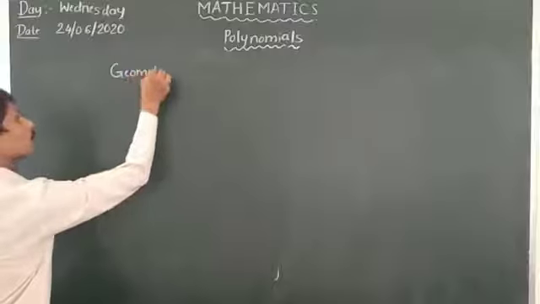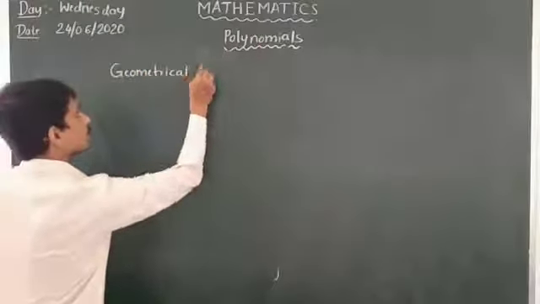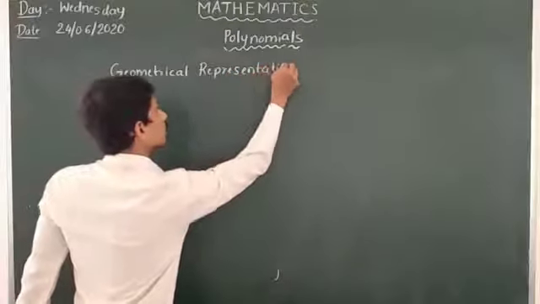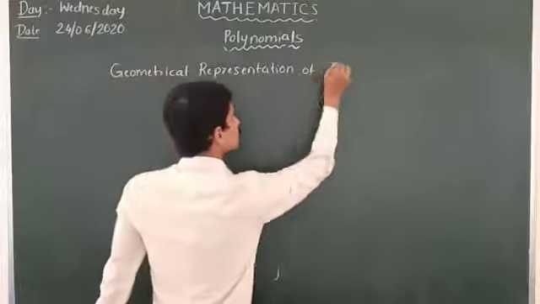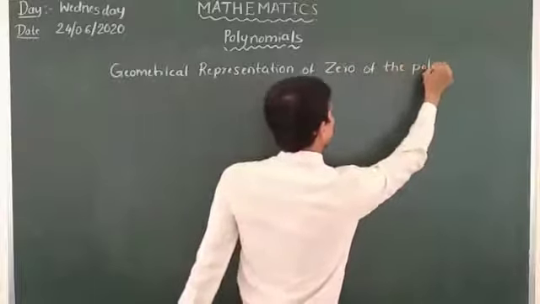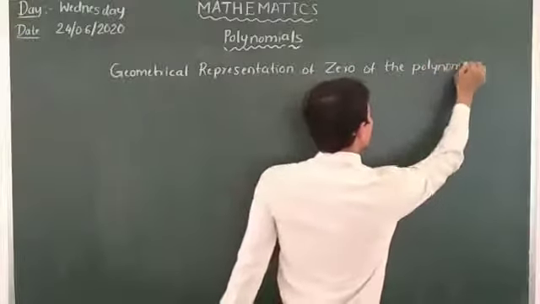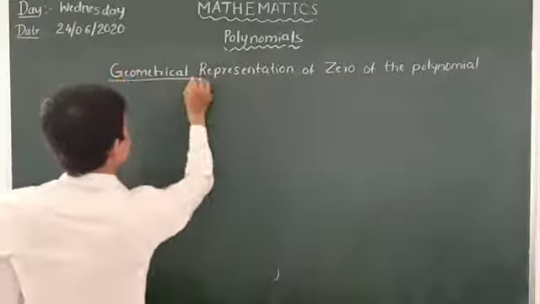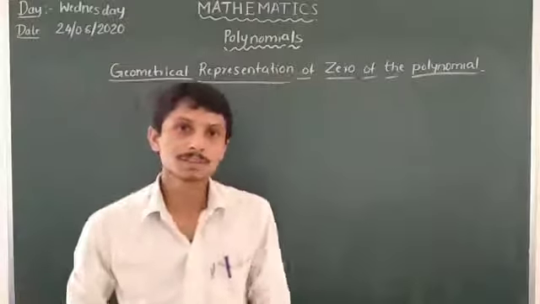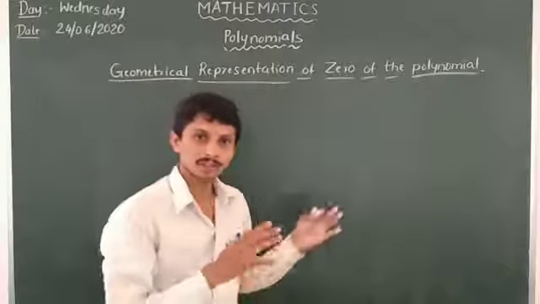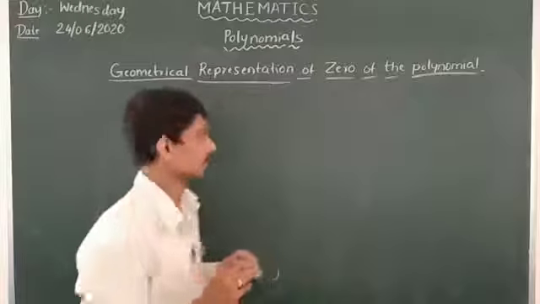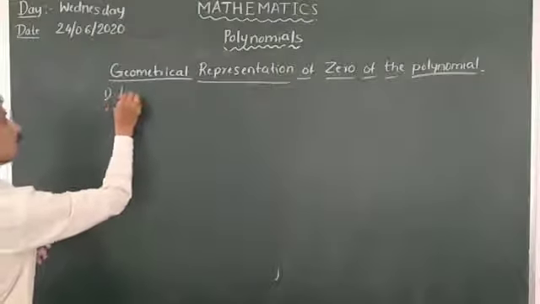Geometrical representation of the zero of the polynomial. I didn't take any type of polynomial. Firstly, we are taking linear polynomial.